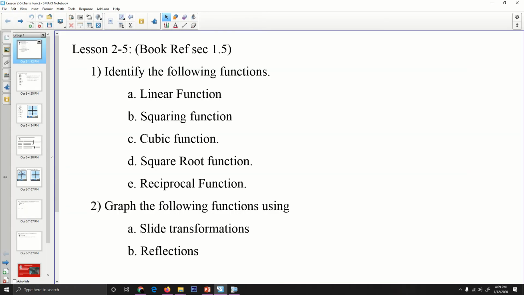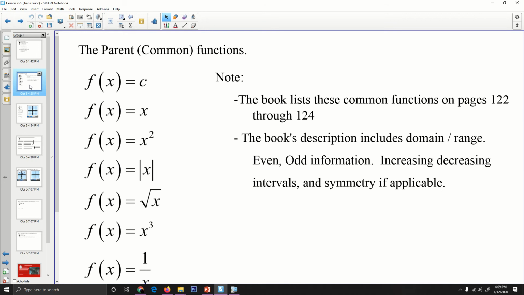Today we're going to identify the following functions: a linear function, squaring function, cubic function, square root function, and the reciprocal functions. And we're going to graph some of these functions using slide transformations and reflections. So let's talk about some of these things.